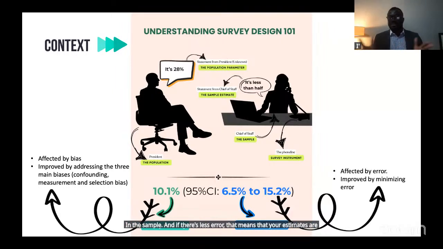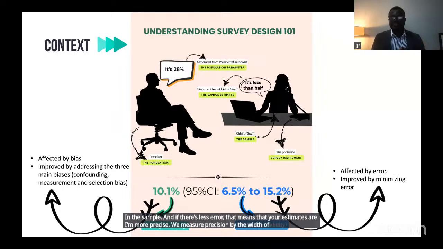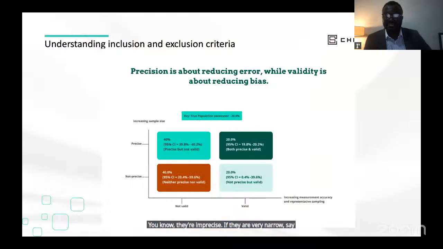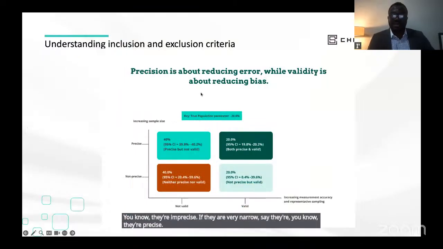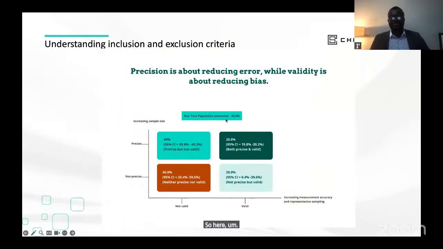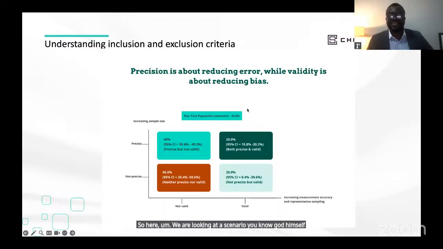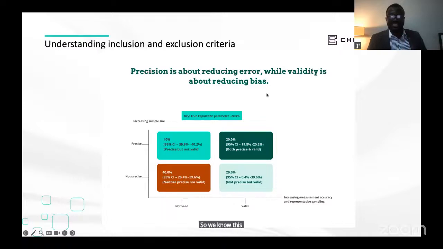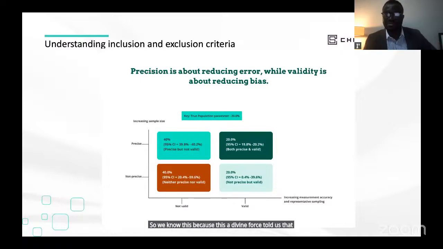We measure precision by the width of the confidence interval. So when your confidence intervals are very wide, we say that your estimates are imprecise. If they are very narrow, we say they're precise. So here, we are looking at a scenario where God himself whispered to us that the true population parameter for, let's say, smoking, was 20%. So we know this because a divine force told us that it is certainly 20%.